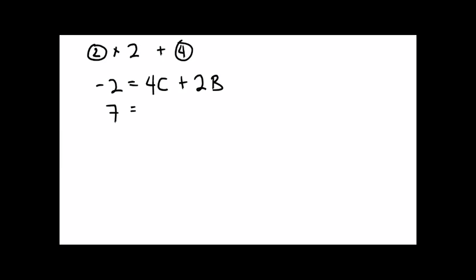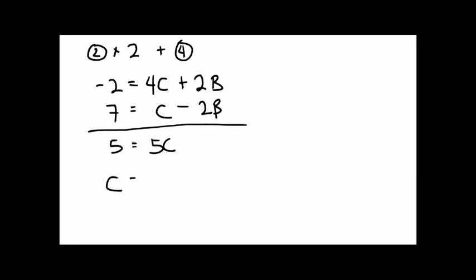Now then, to get our C, we must multiply our equation 2 by 2 and add our equation 4. Negative 2 plus 7 is equal to 5. 4C plus C is equal to 5C. 2B minus 2B is equal to 0. 5 is equal to 5C, over 5. Now, we will have our C is equal to 1.